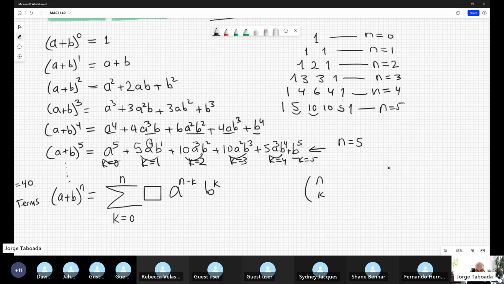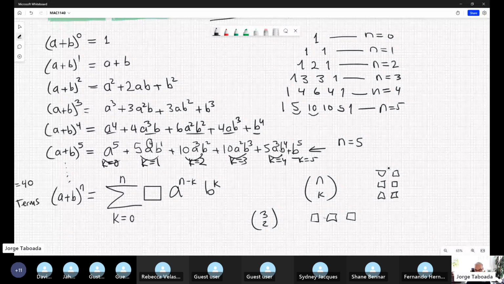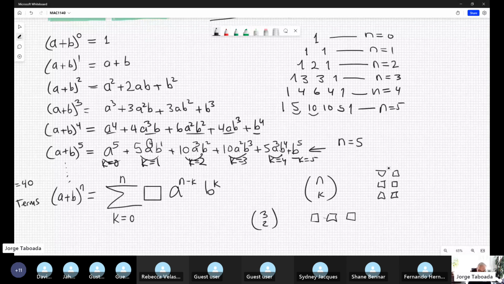Combinatory number n, k. The combinatory number represents, in statistics and probability, in combinatory theory, how many elements we can form using n elements taking k at a time. Suppose 3, 2. What does that mean? You have 3 elements, 1, 2, 3, and you need to form combinations taking these elements 2 by 2. Of course, we don't consider repetition, because repetition is variation, and this is not variation, it's combination.